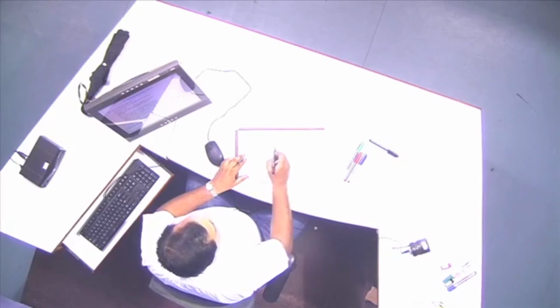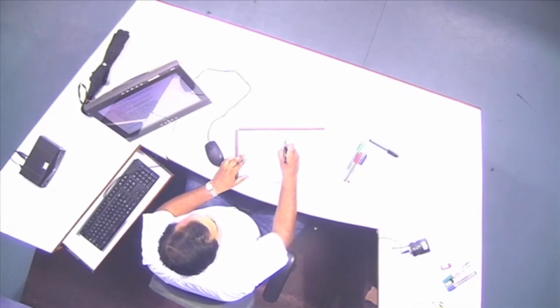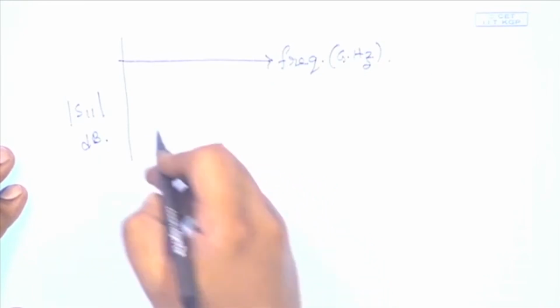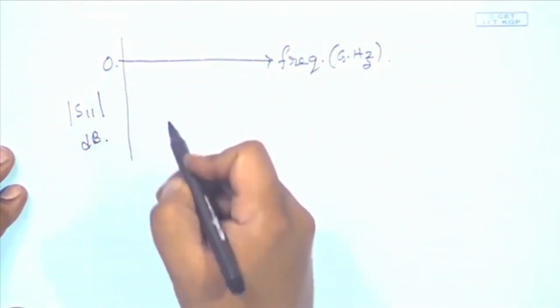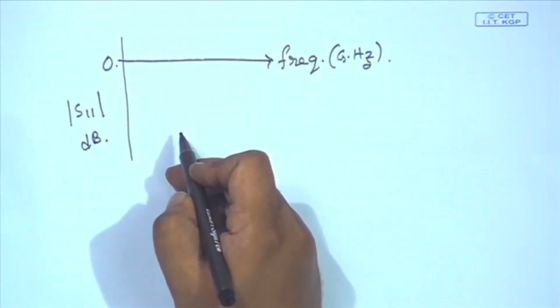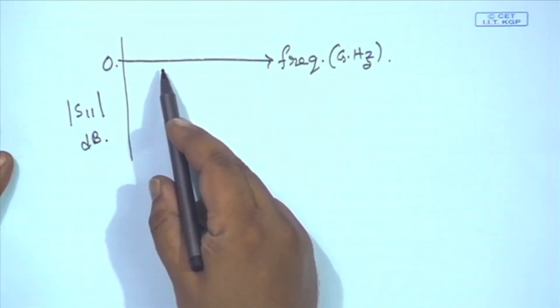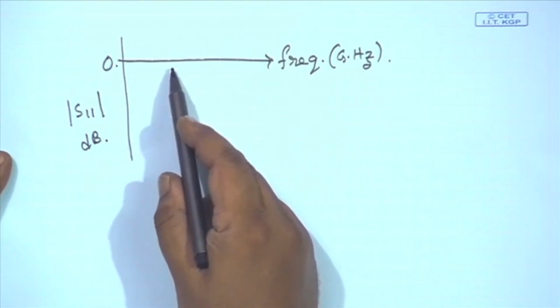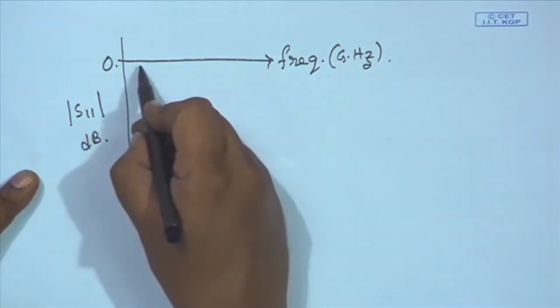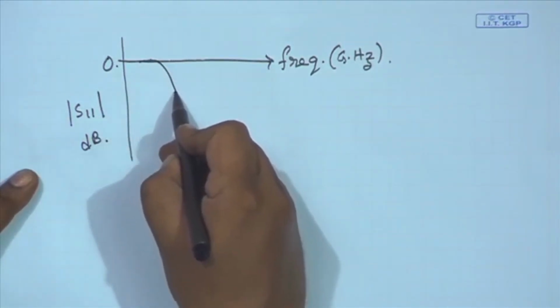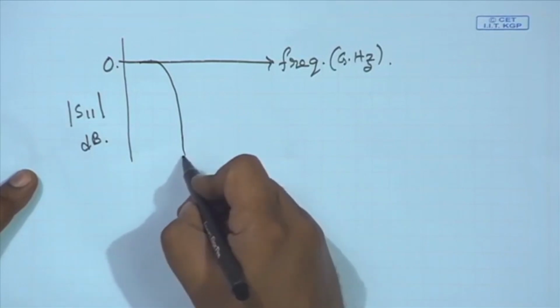So, let us take one example. If I plot frequency, let us say in gigahertz, versus S11, which is on a decibel scale. If S11 in dB is 0 dB, that means whatever power I am feeding to the antenna is being reflected back, 100% of the power is being reflected back to the source. Now, if the antenna accepts power, then we have some negative value of S11.